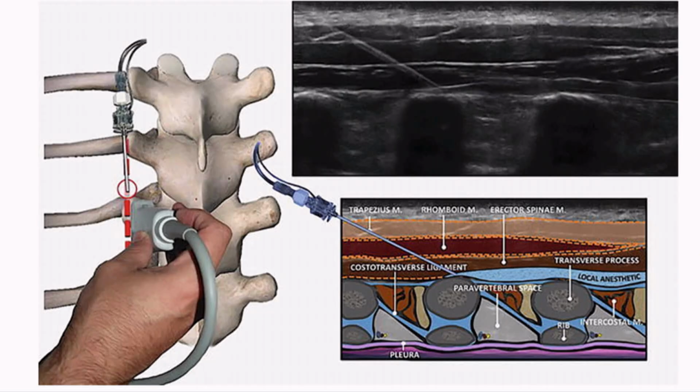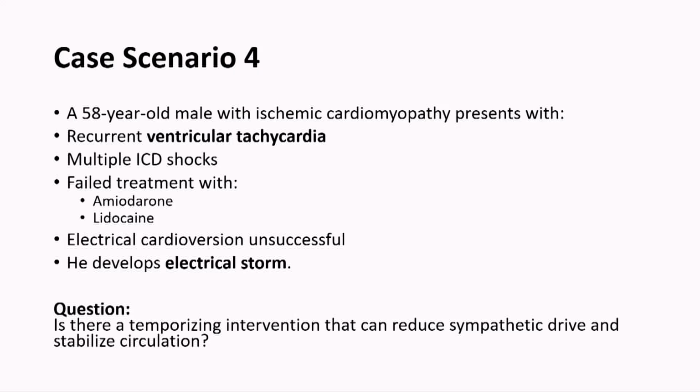You see here, this is the transverse process, and this white layer is the erector spinae muscle. So the muscle lifts off and the local anesthesia spreads evenly across. If you see below, the blue solution is the local anesthesia, which is spreading evenly below the erector spinae muscle.